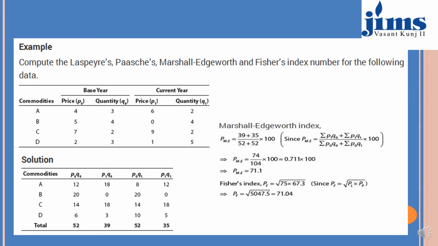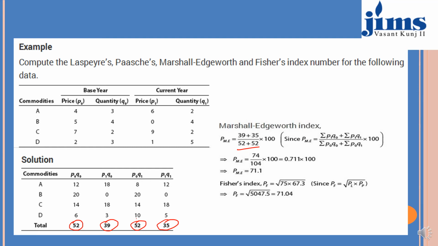P1Q0, which is given here. P1Q0 is equal to 39 and P1Q1 is equal to 35, and P0Q0 is equal to 52 and P0Q1 is also equal to 52, so we add 52 plus 52. The index number is equal to 71.11.